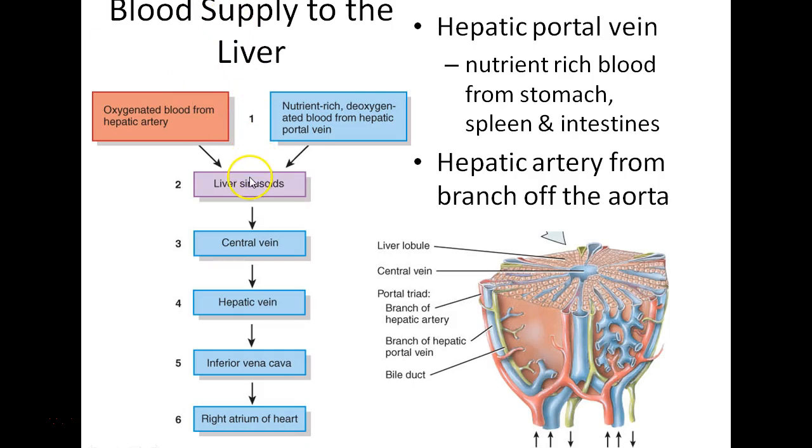Notice then we bring this material to the liver sinusoids, which is then going to go to the central vein, hepatic vein, and into the main inferior vena cava, and then to the right atrium of the heart for a circuit around the circulatory system. So in summary, the liver both gets blood to make it run, and then also it gets blood to filter.